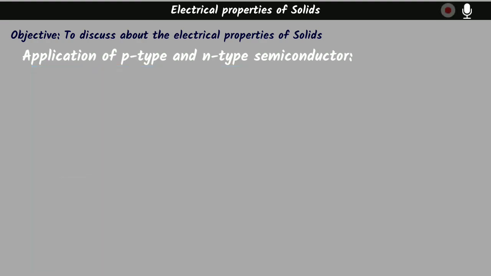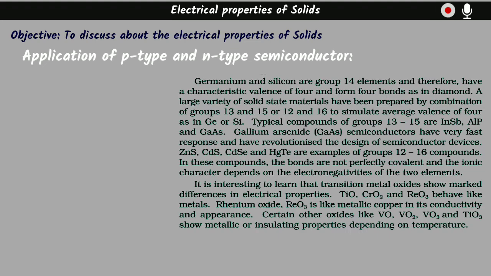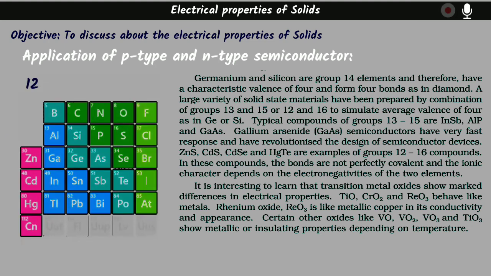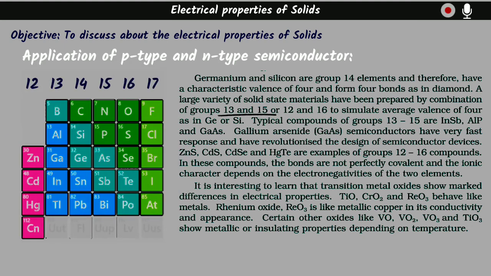Nowadays the researchers have successfully prepared some mixtures of elements from group 13 and 15, or group 12 and 16, okay. They are able to mix them in a proper ratio to simulate an average valency of 4, like silicon and germanium.